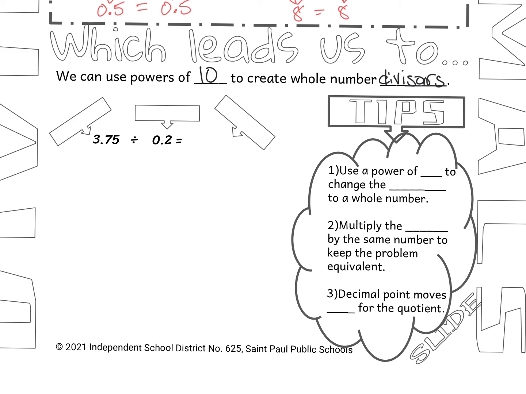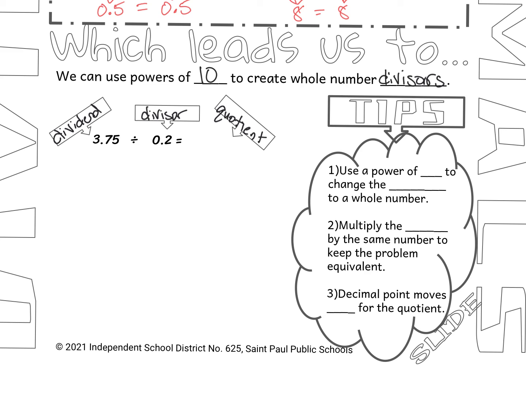All right, so if you remember, the first number is our dividend. The second number is our divisor. And then our answer is also called our quotient.